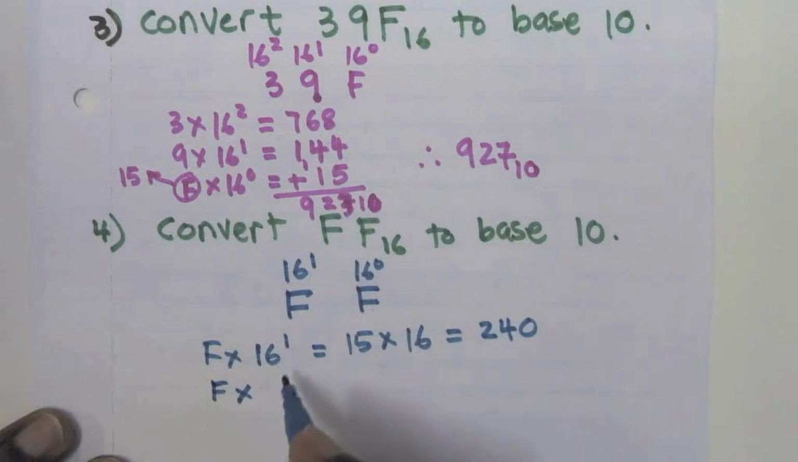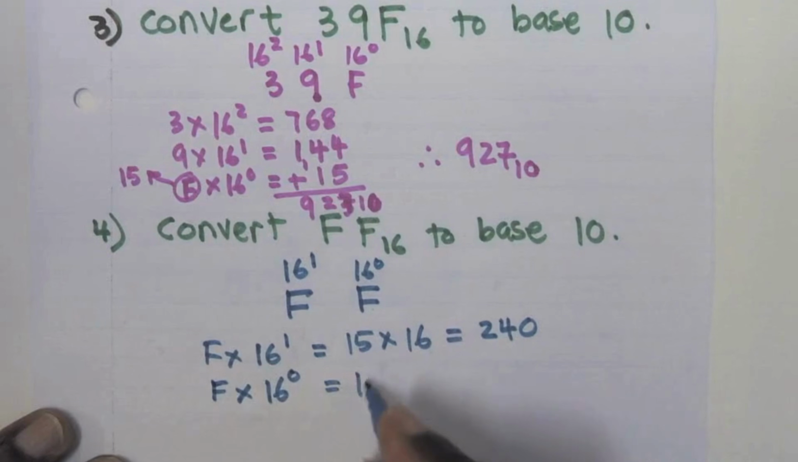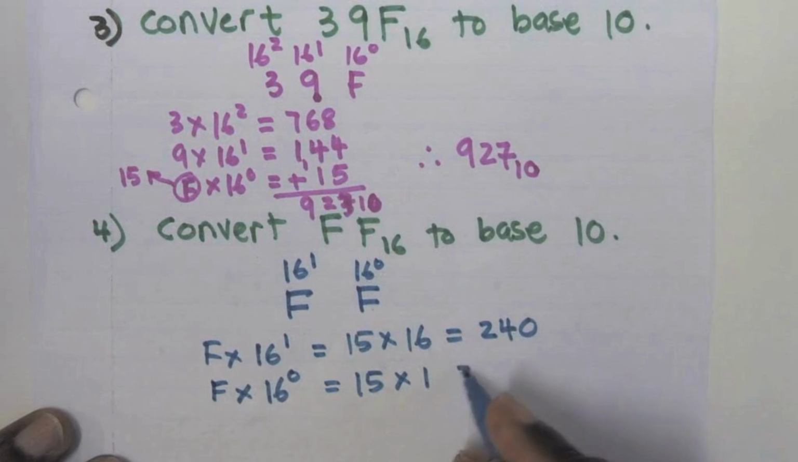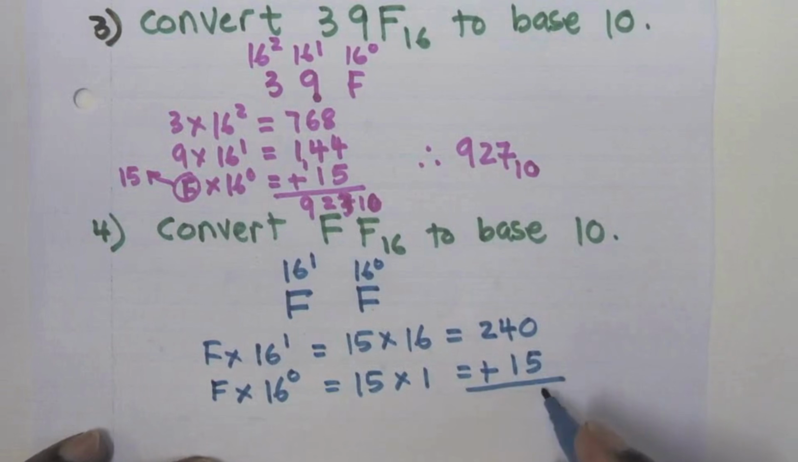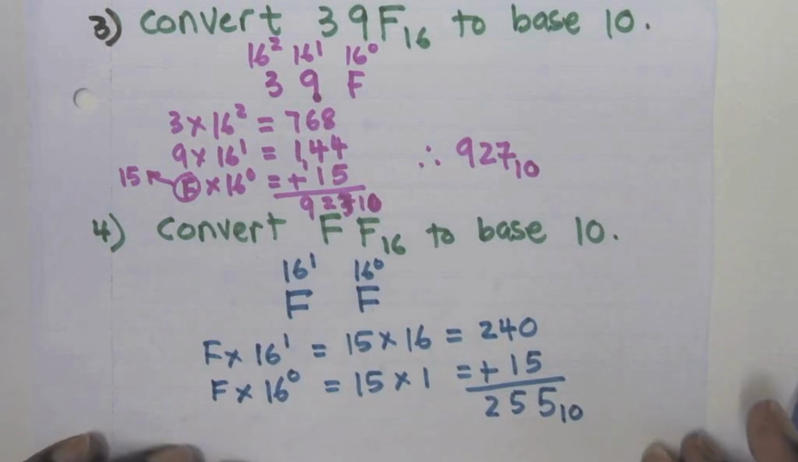And then the next part is going to be F times 16 to the power of 0. This is going to be 15 times 1, and this is going to be 15, and I must add. And when I add here, I'm going to get 5, and here I'm going to get 5, and then here I'm going to get 2, and this answer is in base 10.